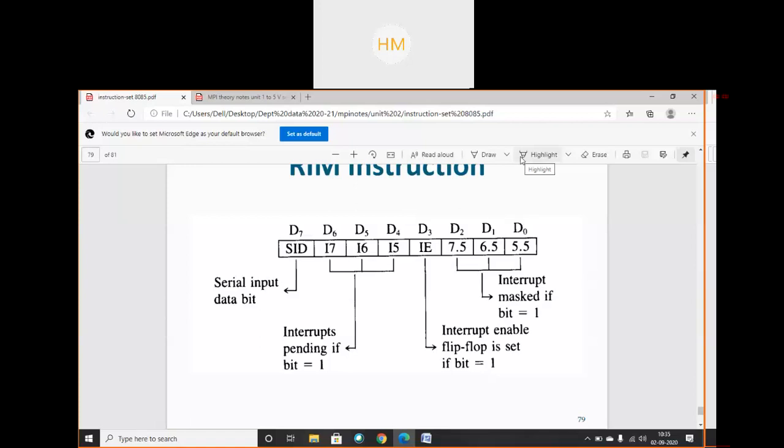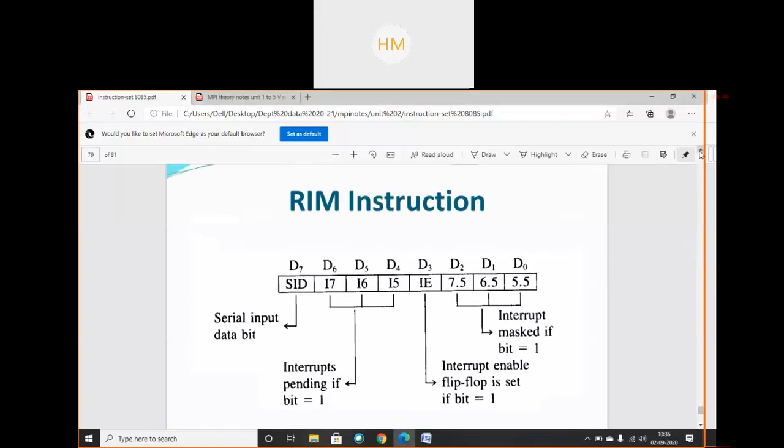Draw it fast, students. And this instruction is also used to read the data. We have to use this instruction for serial data reading as well. To read serial data through any external peripheral device, I have to use the RIM instruction. So two purposes: to set all the interrupts clear, and it is also used to read the serial data through the SID pin, serial input data pin.